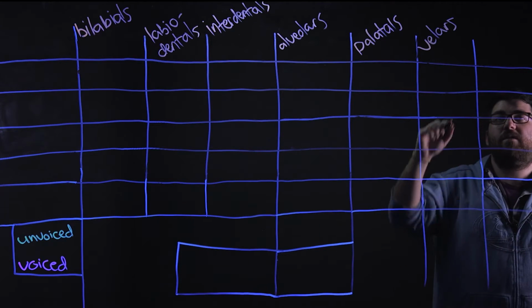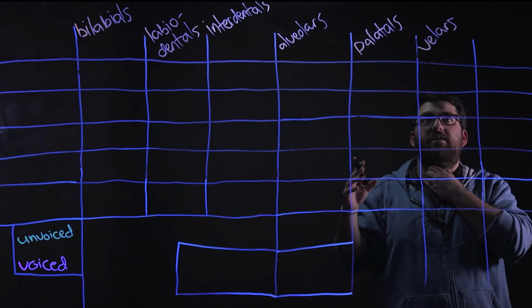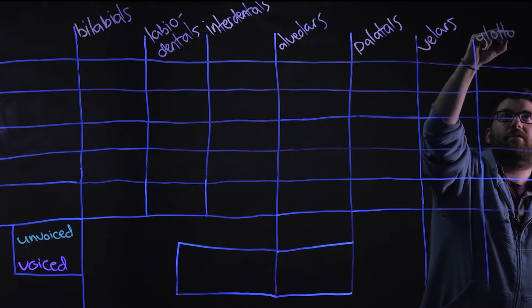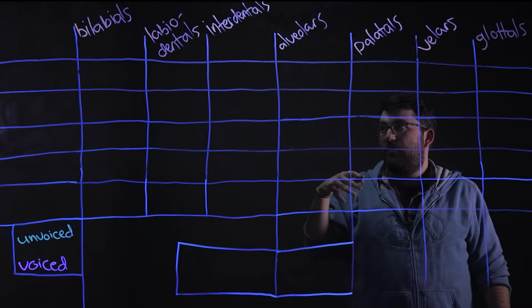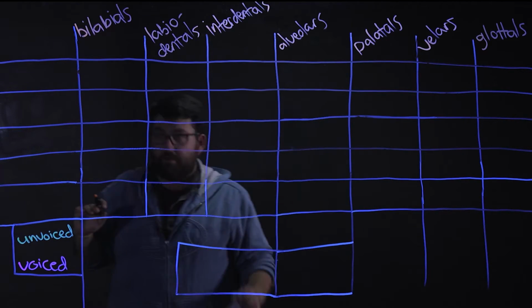And then we have sounds that are actually not made with the tongue. They're made with the throat actually constricting. So when the throat constricts, that's called glottals. And the glottis is the part in your throat that you use to make those sounds. So those are all the places here.